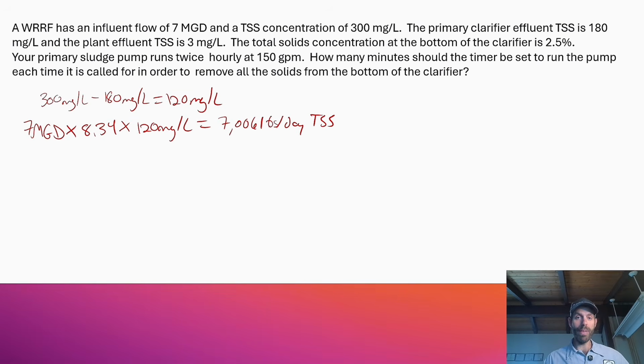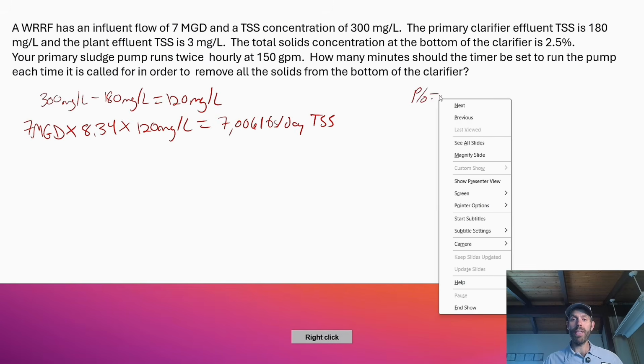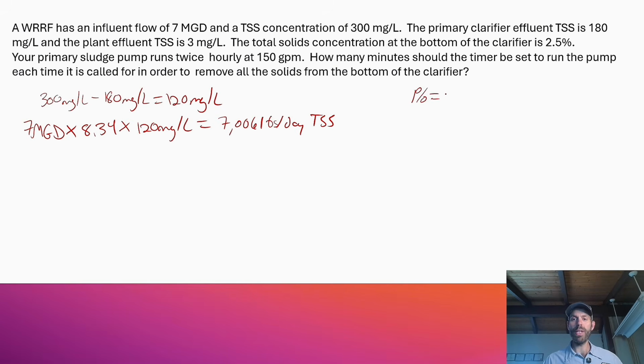All right, well, that doesn't help me set my timer, does it? It does when you have this other piece of information, that the concentration at the bottom of the clarifier is 2.5%. If you're new to the channel, I've talked about this a lot: 1% equals 10,000 parts per million or milligrams per liter. Those two units are synonymous. That means 2.5% equals 25,000 milligrams per liter, okay?